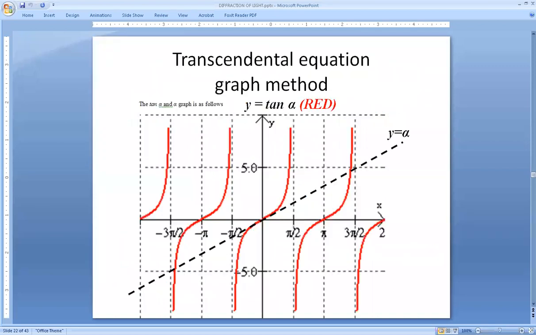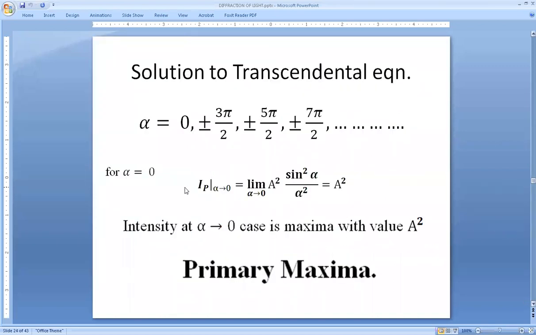Okay, right. So for alpha equal to 0, we are going to see now what happens. When you put alpha equal to 0 in the intensity expression, I P, a square sin square alpha by alpha square, here I am taking alpha tending to 0. Why not alpha equal to 0? Because if you put alpha equal to 0 here, it is 0 divided by 0. Numerator is 0, denominator is 0. You get infinity, meaning meaningless. It's not physically possible, right? That's why instead of putting alpha equal to 0, we are trying to analyze the limiting condition.